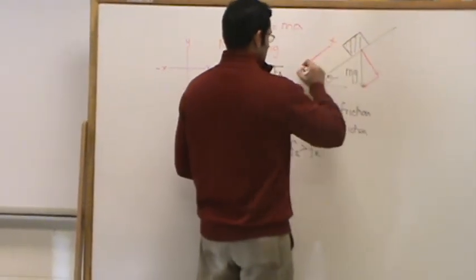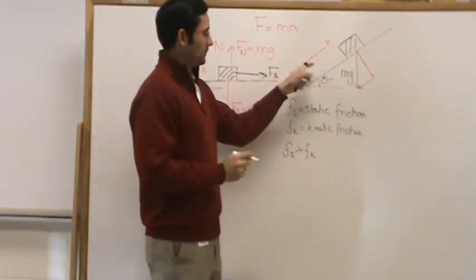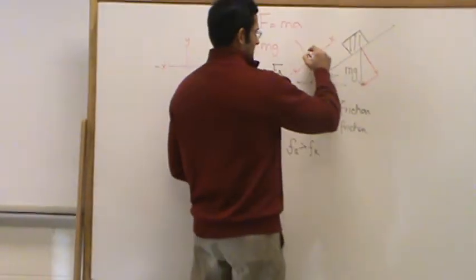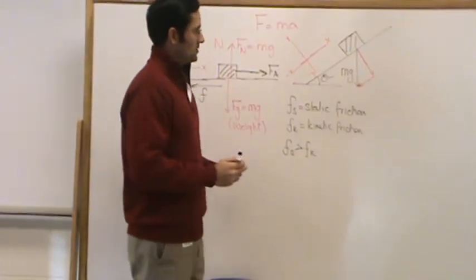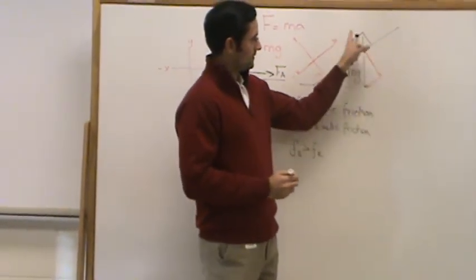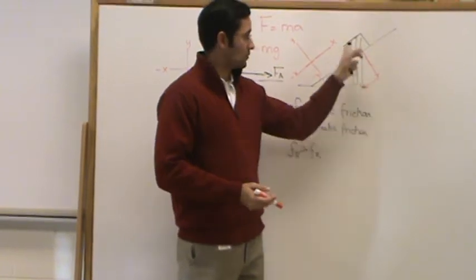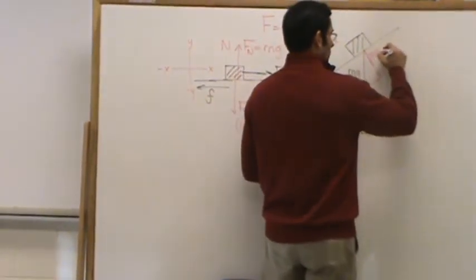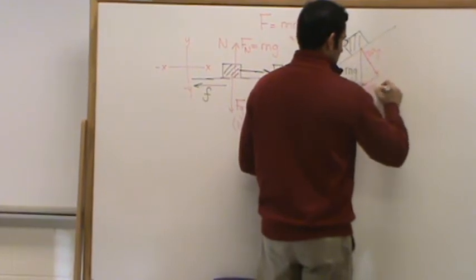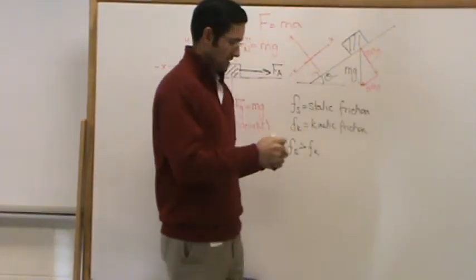So our x-axis is still parallel to the surface and our y-axis is still perpendicular to the surface. So anything that's going to be on our y-axis is going to consider the y component. This is the x component. So this one is called mgy, and this one's called mgx. This vector is mgy, this one's mgx.